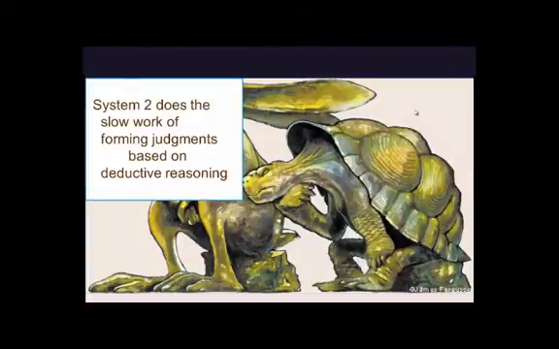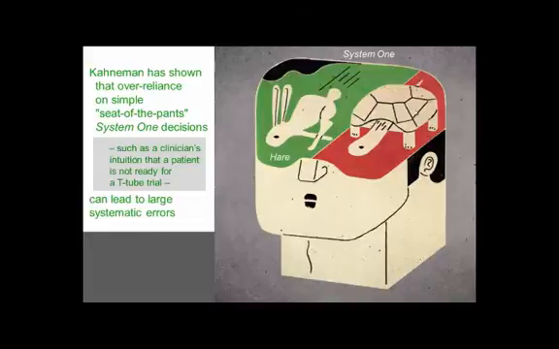And the second type of thinking, which is the tortoise here, is forming judgments based on deductive reasoning, where you're going through your thinking very systematically. For many clinical decisions, we're going to be using both of these systems, and we apply different systems in different circumstances as to which system we rely on.